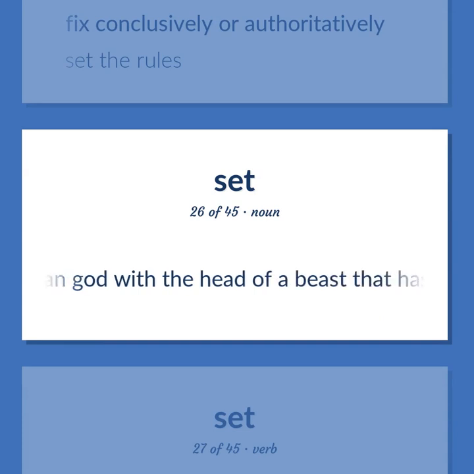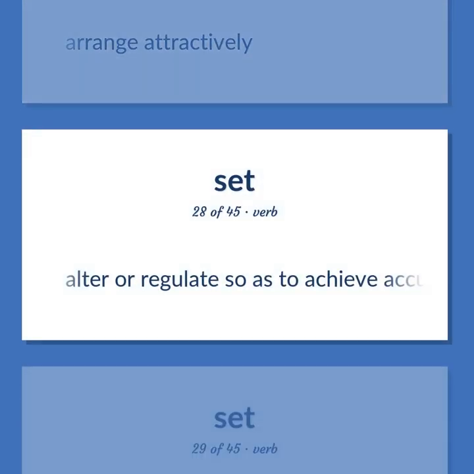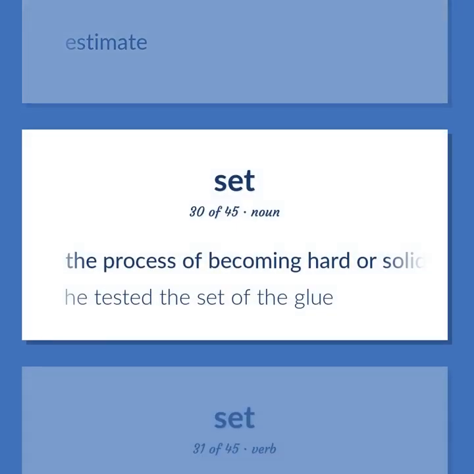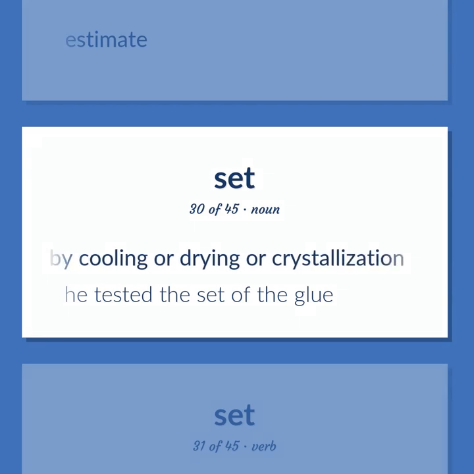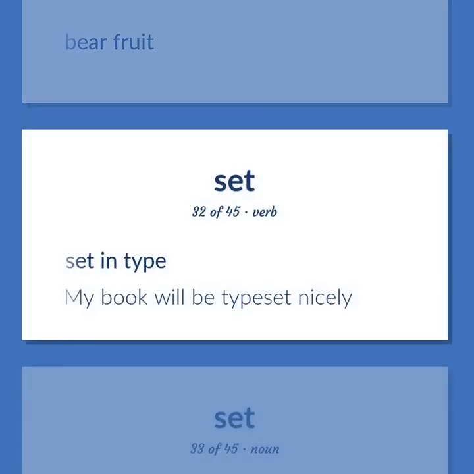Evil Egyptian god with the head of a beast that has high square ears and a long snout. Brother and murderer of Osiris. Arrange attractively. Alter or regulate so as to achieve accuracy or conform to a standard. Estimate. The process of becoming hard or solid by cooling or drying or crystallization. He tested the set of the glue. Bear fruit. Set in type. My book will be typeset nicely.